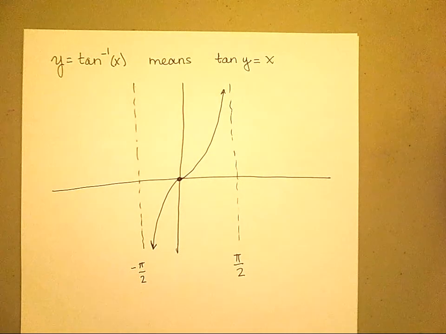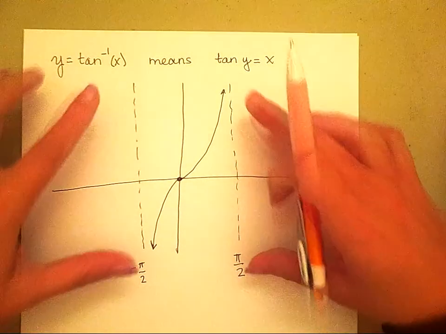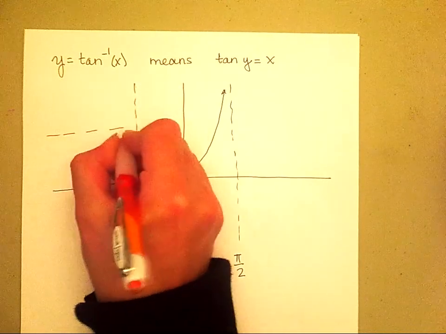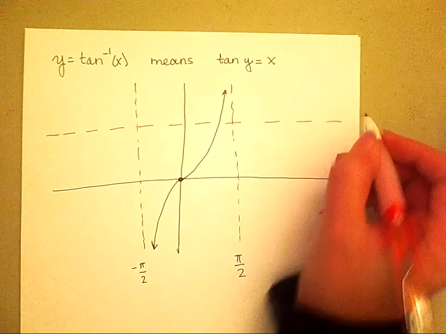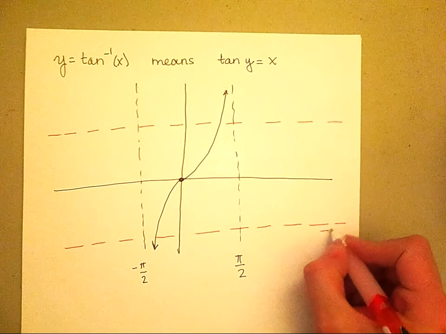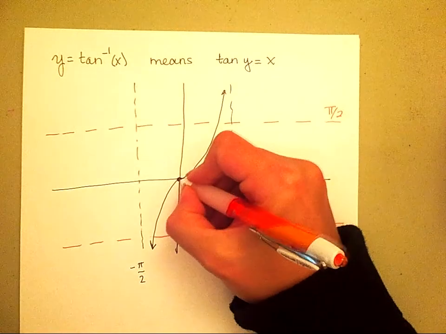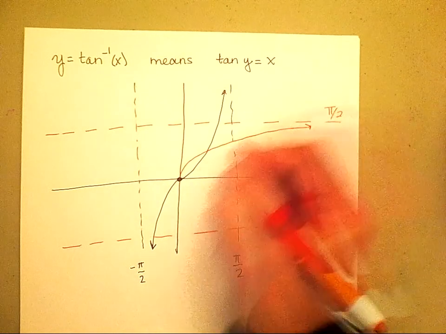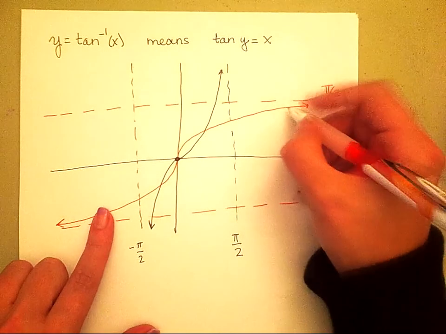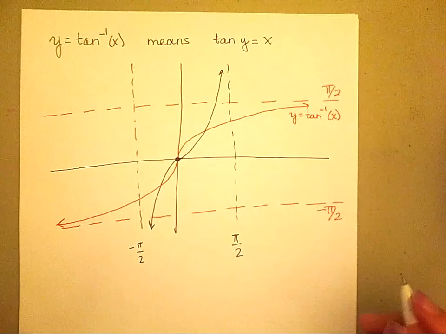So if I'm going to flip-flop these values of x and y, what will happen then is that these vertical asymptotes are going to become horizontal asymptotes. Okay. So this is negative pi over 2, and this is pi over 2, when I flip-flop everything. Okay? And then the inverse tangent is going to come up like this and get asymptotically closer to each of these asymptotes. Okay? So this is y is equal to the inverse tangent of x.